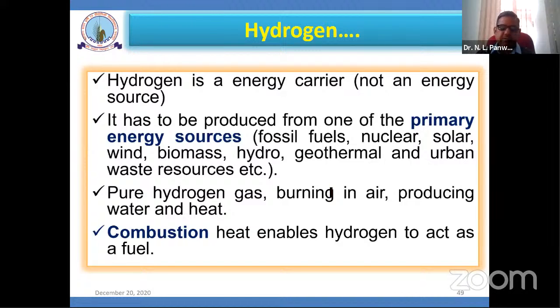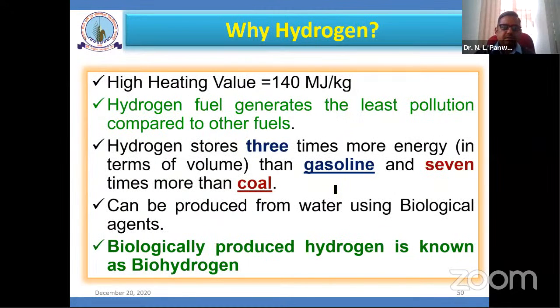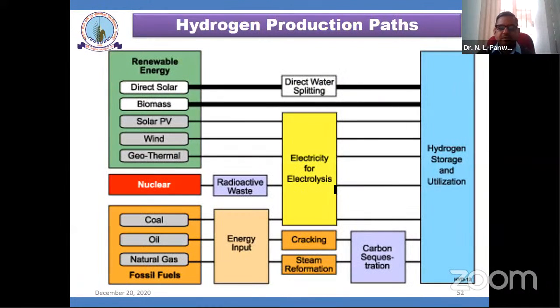And this hydrogen's higher heating value, the calorific value, is around 440 megajoule per kg. And this is the least polluting fuel compared to others. And we can produce this hydrogen through biomass. This hydrogen can store 3 times more energy than gasoline and 7 times more than coal gas. It can be produced through water splitting or from a biological agent. Biologically produced hydrogen is known as biohydrogen. So one can think of production using biomass also. Biohydrogen is an emerging source of energy in the agriculture sector. So we can produce these things.